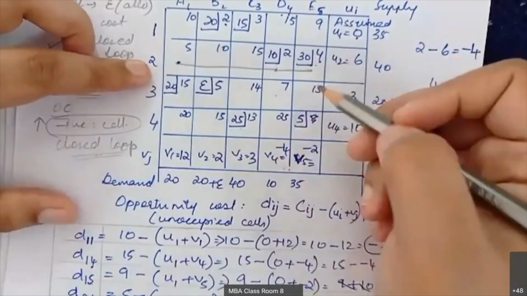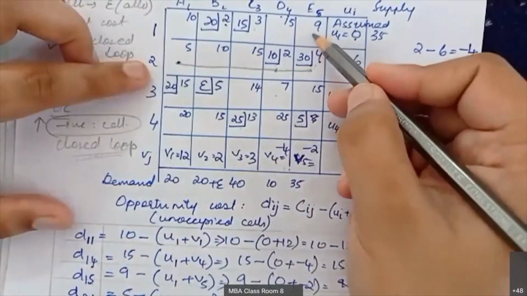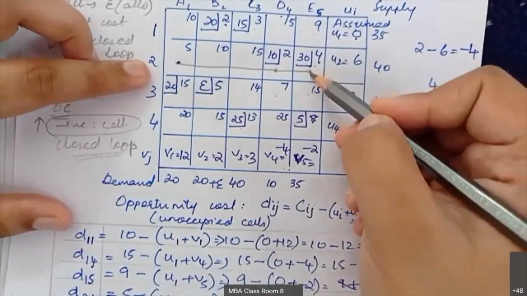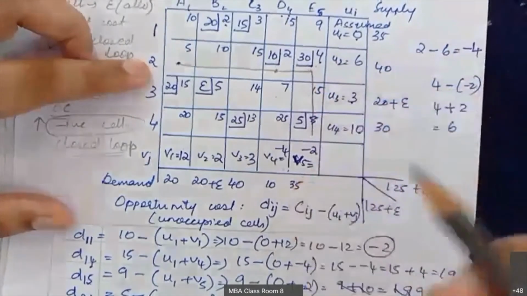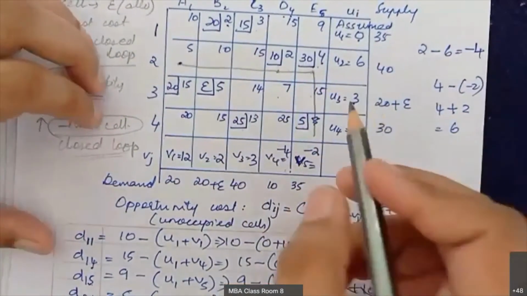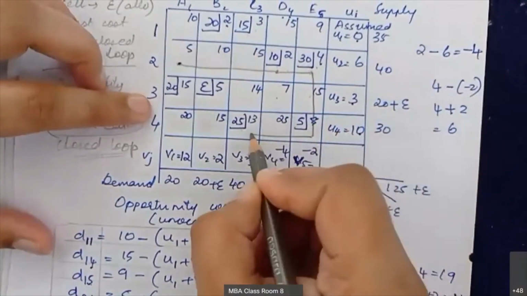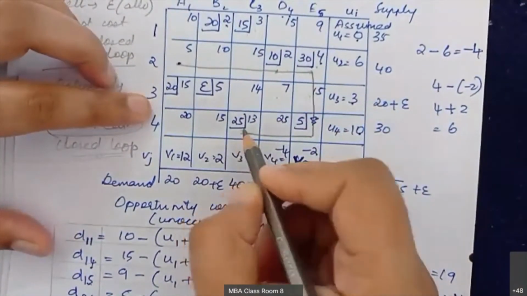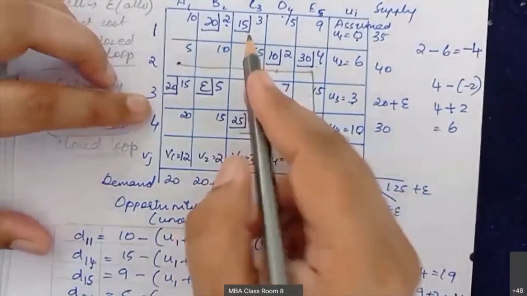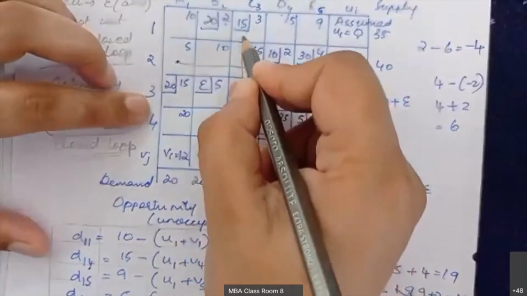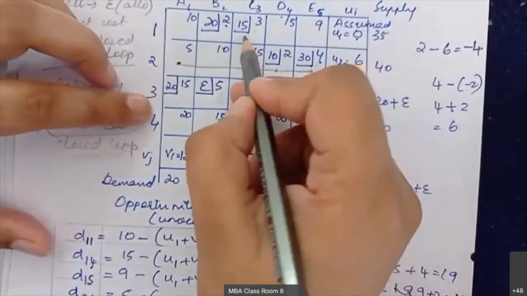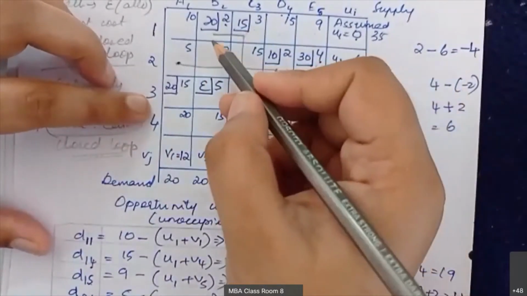Next, from here, can I go up? No, because it is an empty cell. Can I go down? Yes, I can come further down because this is an allocated cell. All the corners of the loop should be allocated cells. Next I can draw from here to this cell. Then from there, which cell can I go to? I cannot go to this one, but I can go to this cell. So I'll draw a straight line to the top cell. From here, I don't have any allocations, so I cannot take this path, but I can go to the left.